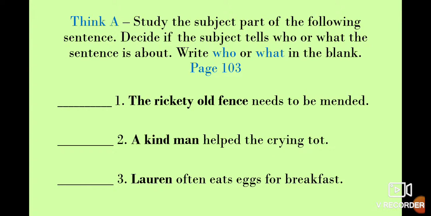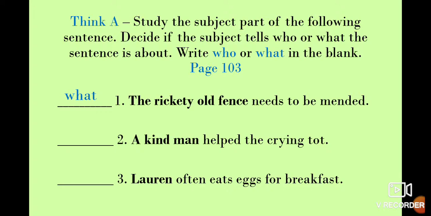Okay, let's start with the first exercise. In this case, we study the subject part and we decide if the subject tells who or what. Remember, who is for a person and what is for things or places. Number 1: the rickety old fence needs to be mended. In this case, the rickety old fence is a specific object, in Spanish cerca. So we talk about what. What needs to be mended? The rickety old fence.